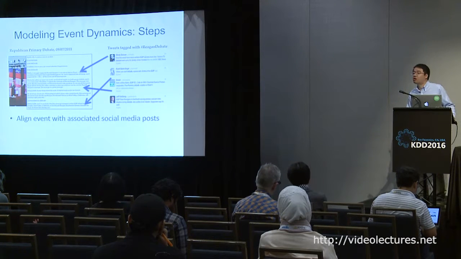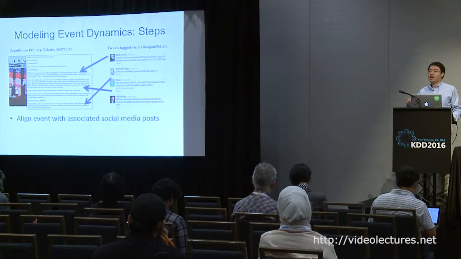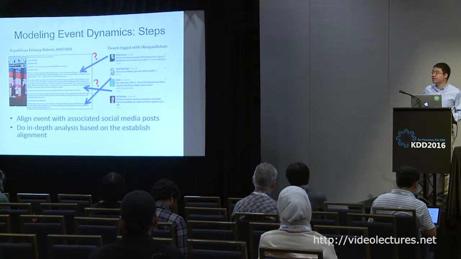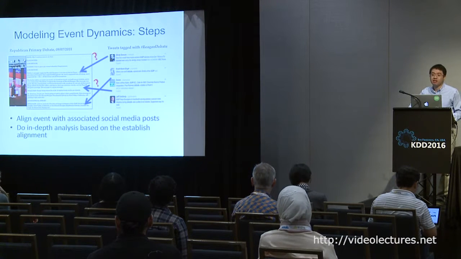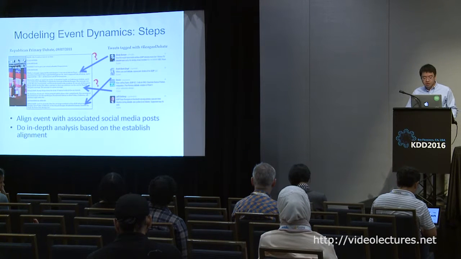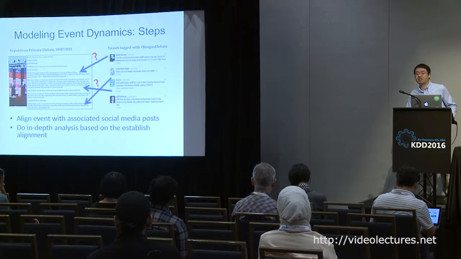We need to figure out what this tweet is talking about and what part of the event this tweet is talking about. So we need to establish the alignment first, okay? And then, given the established alignment, what we're going to do next is to realize the vision of automated event analytics. In that sense, we need to do in-depth event analytics based on the established alignment for extracting event topics as well as the sentiments about these event topics.